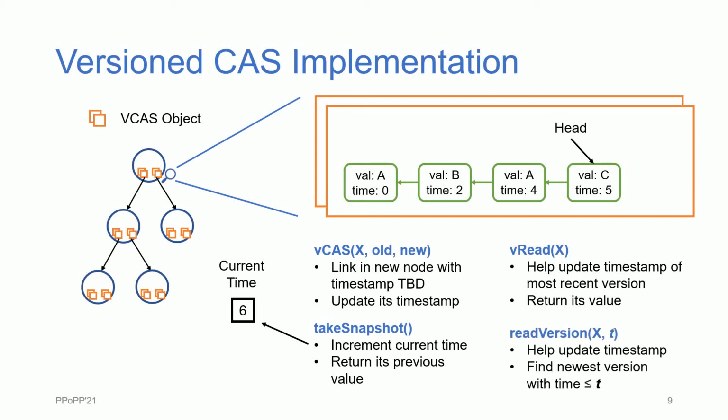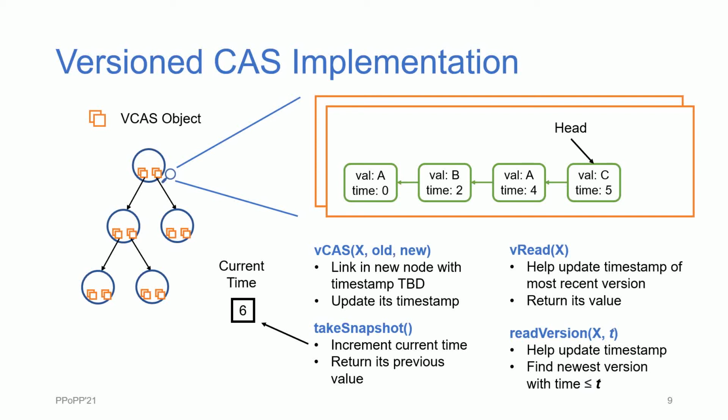A read version operation with timestamp t looks for the most recent node in the version list with timestamp at most t. So in this example, if t equals 3, then it would return the value b. And finally, whenever vread, vcas, or read version comes across a node with timestamp TBD, it has to help update the timestamp of this node. In this implementation, read version takes time proportional to the length of the version list that is traversed, and intuitively, this represents the amount of contention on the object since the snapshot was taken.